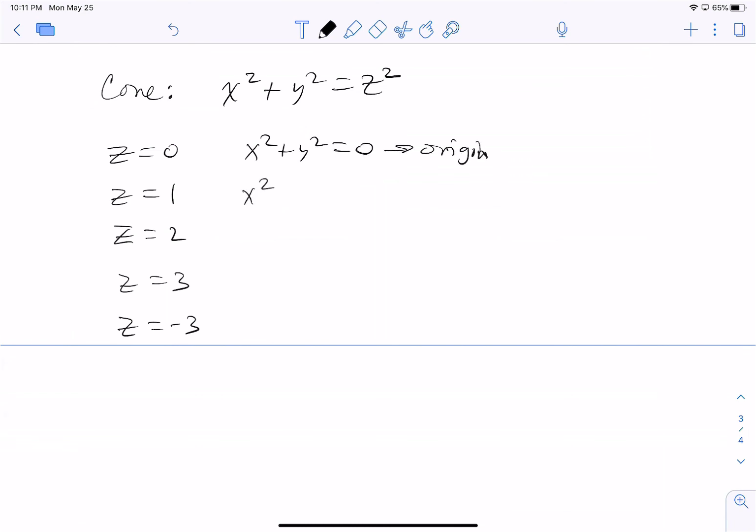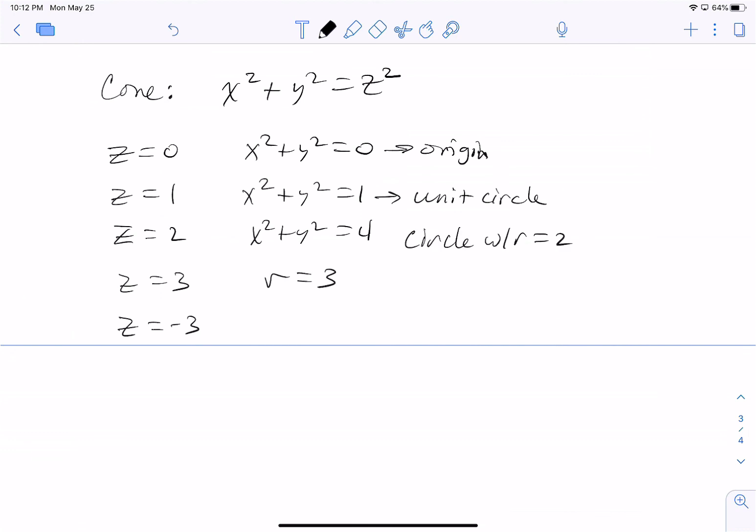If z equals 1, we have x squared plus y squared is equal to 1. That's, of course, the unit circle. If z equals 2, then we have x squared plus y squared is equal to 4. That's a circle of radius 2. And then moving on, for z equals 3, our circle has a radius of 3. Likewise, if z is -3, our circle has a radius of 3.